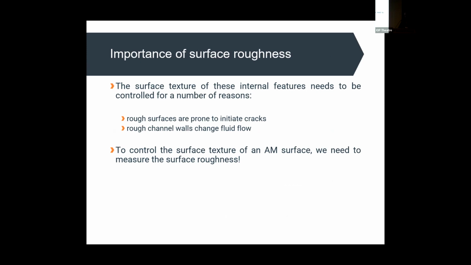So the surface texture of these internal features needs to be controlled for different reasons. Rough surfaces are prone to initiate cracks, and rough channels will also change the fluid transport in them. So to be able to control the surface texture of AM surfaces, we need first to be able to measure the surface roughness.